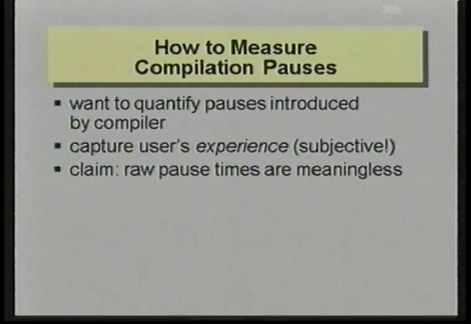Now, what I claim here is that the raw pause times, so the pauses that are actual compilations, are almost meaningless for characterizing the interactive performance of a system. Why is this? The fact is that if two pauses occur in very short succession, let's say separated by only 10 milliseconds, the user is not going to be able to tell that there were two individual pauses. What the user is going to see is one longer pause.